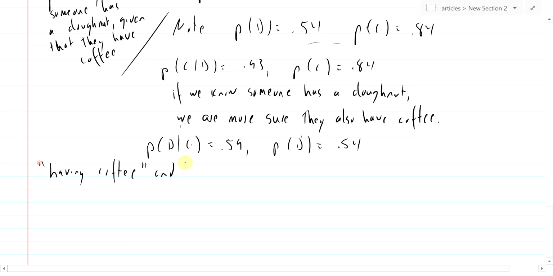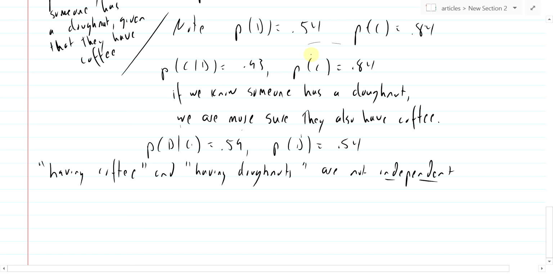So let's put little quotes around this. Having coffee and having donuts are not independent. Right? And what does independent mean? Well, independent means the probability of something happening doesn't change the probability of the other thing happening. So if we know someone has coffee, are they more likely or less likely to have donuts than otherwise? Well, yeah, they're more likely to have donuts. And if someone has a donut, are they more likely or less likely to have coffee as well? They're actually more likely to.